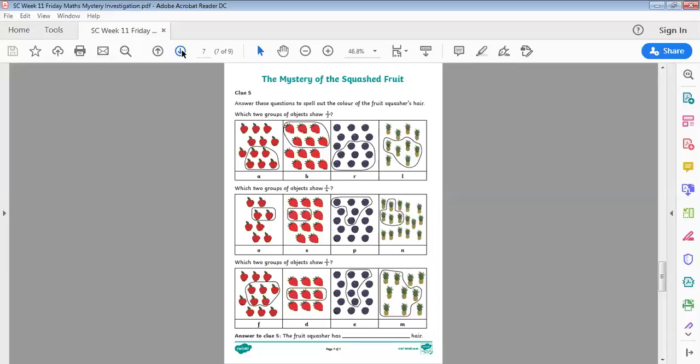For your final clue, you have to solve the fraction questions to spell out the colour of the fruit squasher's hair. I hope that you manage to find out who it is and that you can help the children at Sunnyside Academy. Good luck.